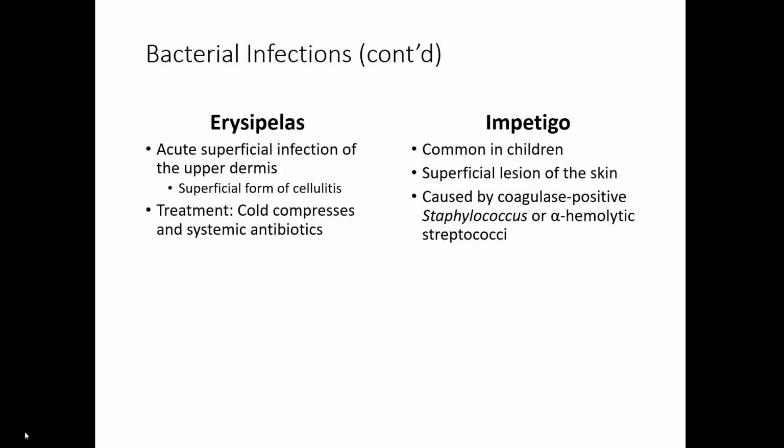And then going to the other end of the spectrum, where we have bacterial infections that are not life-threatening but are still annoying. The erysipelas, which is an acute superficial infection of the upper dermis. One way to look at it is a superficial form of cellulitis, and treatment is cold compresses and systemic antibiotics. And impetigo is commonly seen in children.